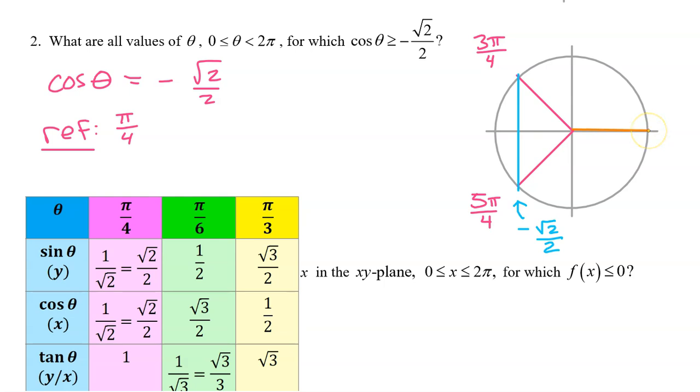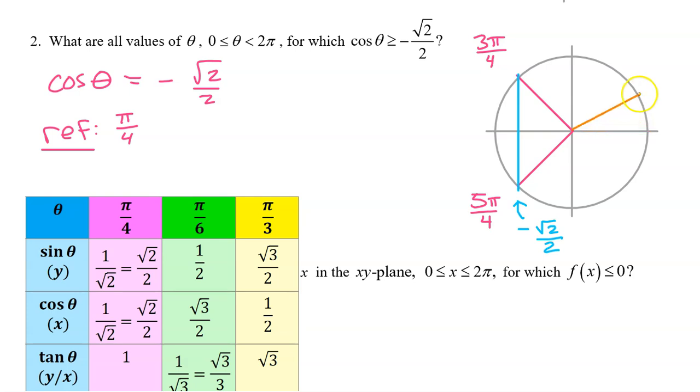So right here at the start, is the horizontal displacement greater than or equal to negative radical 2 over 2? Well, yes, the x value of this endpoint is to the right of the light blue line. So solutions begin immediately at 0, including 0 itself.